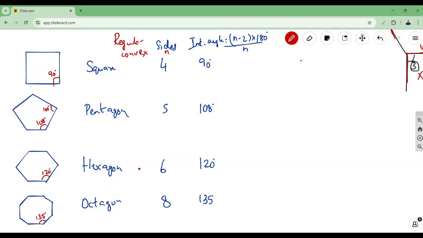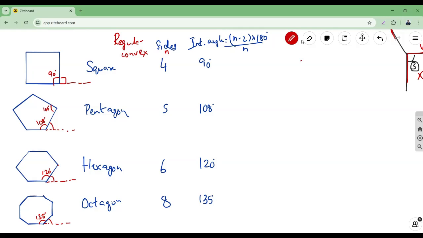Okay. Now we will draw one exterior angle for all of these, right? The exterior angles, I'm going to extend this, and so this angle is going to become my exterior angle. I'm going to extend this line and this is going to be my exterior angle. When I extend this line, this is going to be my exterior angle. When I extend this, this is going to be my exterior angle.